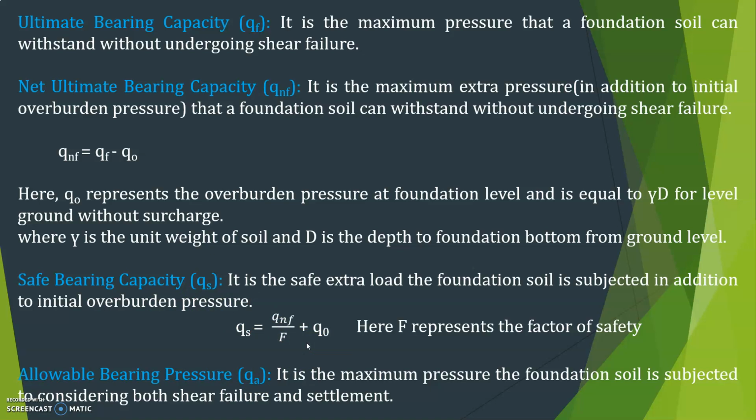Then allowable bearing pressure or capacity, that is Qa. It is the maximum pressure the foundation soil is subjected to, considering both shear failure and settlement. Okay, here it is the capacity of the soil to withstand both shear failure as well as settlement, that is the allowable bearing capacity Qa.